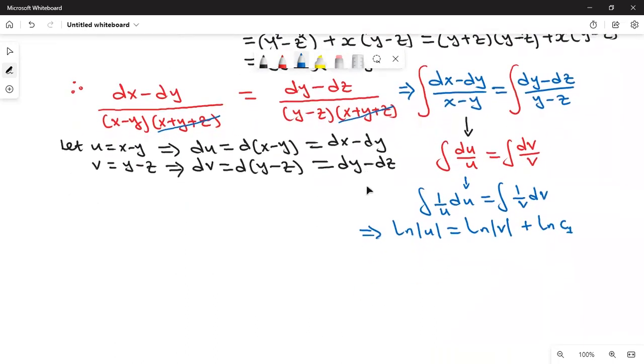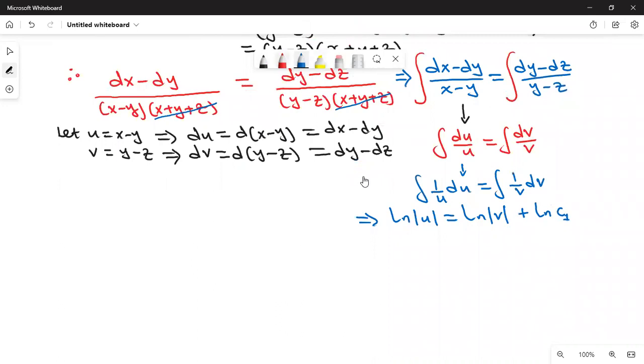Make c1 the subject. So from here, it is clear that u over v, you are applying the laws of logarithms, that should give you c1. But what was u? Our u was x minus y. Our v was y minus z. This is equal to c1. So this one is the first integral curve. Let me bracket this. This is the first solution.